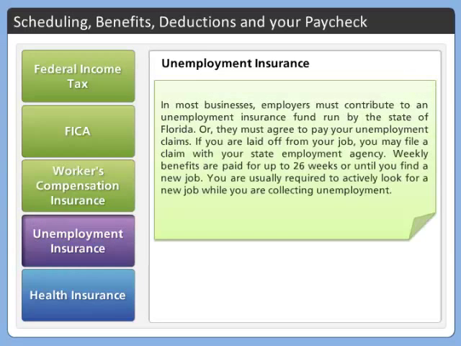Unemployment insurance. In most businesses, employers must contribute to an unemployment insurance fund run by the state of Florida, or they must agree to pay your unemployment claims. If you are laid off from your job, you may file a claim with your state employment agency. Weekly benefits are paid for up to 26 weeks or until you find a new job. You are usually required to actively look for a job while you are collecting unemployment.